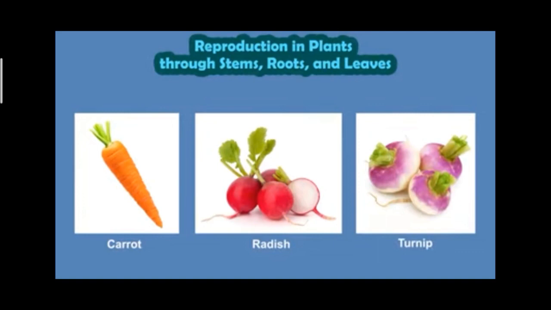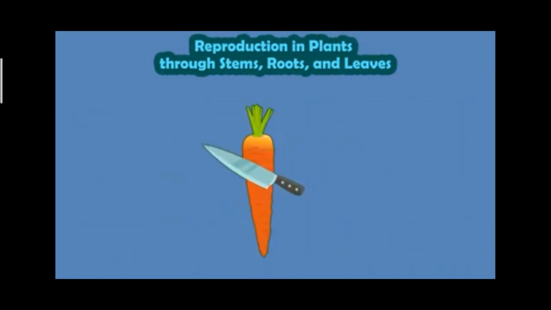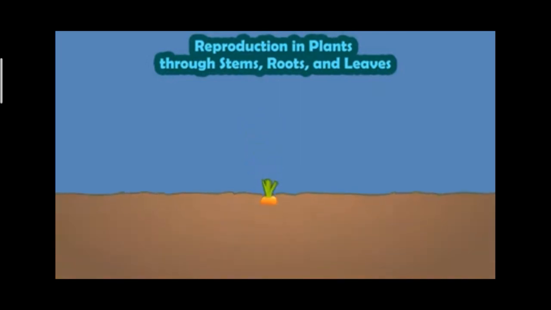Not only stems but also roots give rise to new plants. Plants like carrot, radish, turnip grow from roots. If we plant a cut portion of the top of the carrot or turnip, a new plant will grow from it.